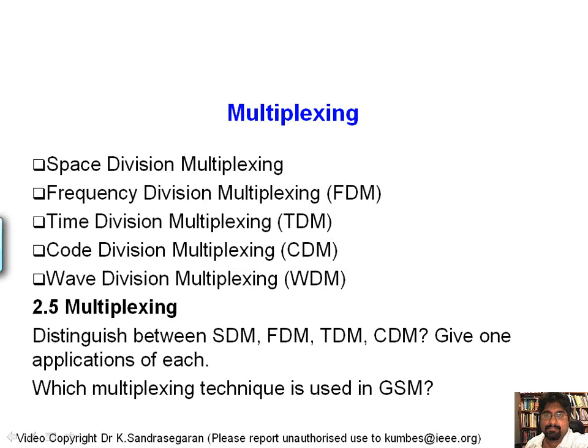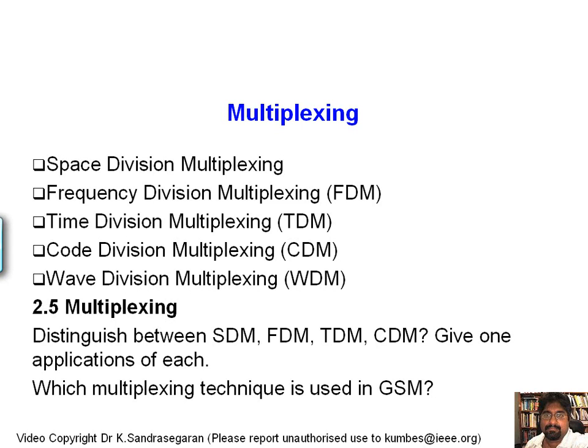Okay, the next topic that we'll have a look at is multiplexing. There are different types of multiplexing techniques. You can perform multiplexing in space, which is referred to as space division multiplexing. The next types are frequency division multiplexing, time division multiplexing, code division multiplexing, and currently in optical fibers they use something called wave division multiplexing, which is another form of frequency division multiplexing.